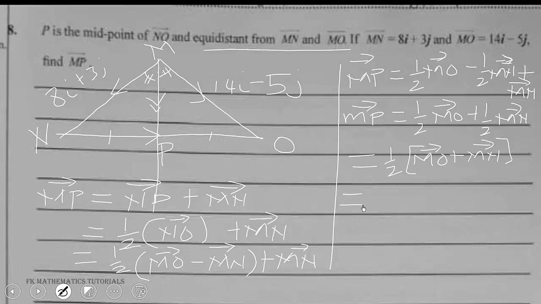So we just substitute. Vector MO is 14i minus 5j, then vector MN is 8i plus 3j, and half of all of this. So this will give us half of 14 plus 8, which is 22i, so half of 22i. Then minus 5 plus 3 will be minus 2j. So vector MP is therefore equal to 11i minus j.